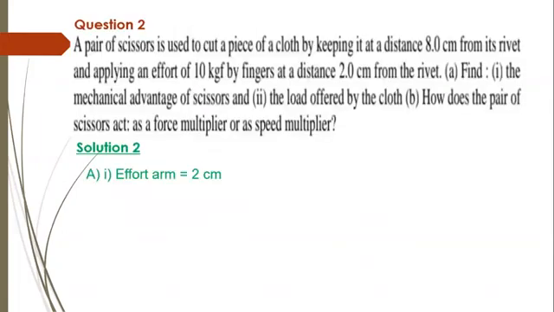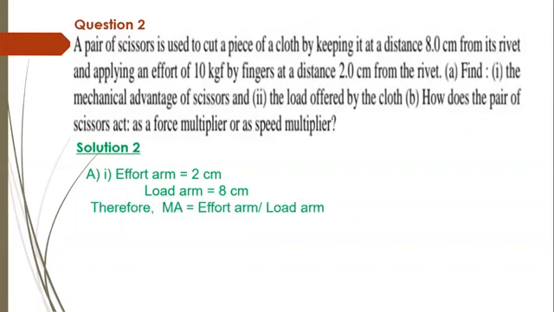Let us come to question number 2. It says that a pair of scissors is used to cut a piece of cloth, keeping it at a distance of 8 centimeter from its rivet. The cloth is kept 8 centimeter from the rivet. That means 8 centimeter is your load arm. Effort is given: an effort of 10 kgf is applied by fingers at a distance of 2 centimeter from the rivet. Sorry, the distance 2.0 is your effort arm. Effort arm is 2 centimeter, load arm is 8 centimeter.